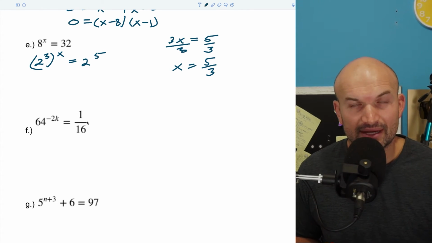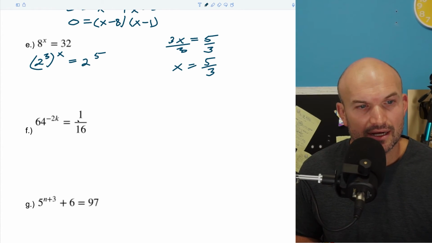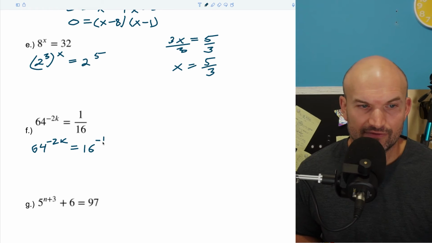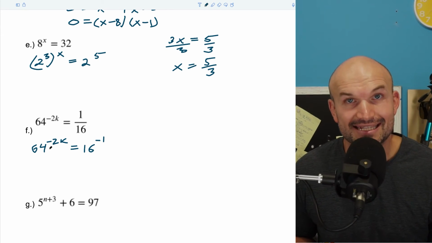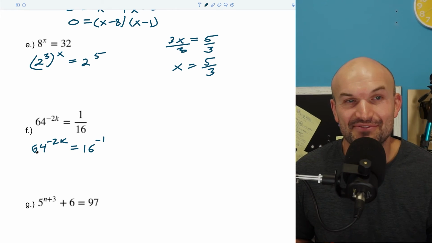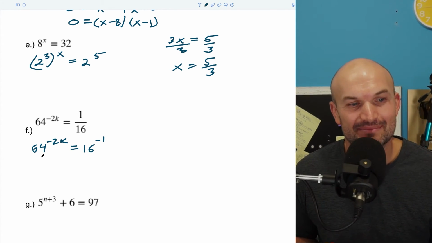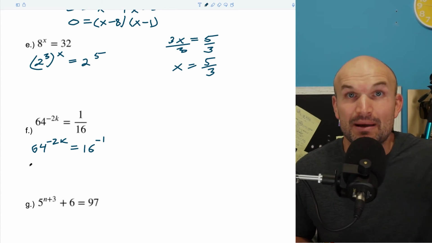In this example, same thing I'm going to want to do. I'm going to want to rewrite the 16 with a negative exponent, I'm sorry. So that's 64 to the negative 2k is equal to 16 to the negative 1st power. Now I want to see what numbers they will both be raised from. A lot of people will say 8, right? But yeah, 8 goes into 64 8 times, and 8 goes into 16 2 times, but that's not the same base, right? So we've got to use them as a base. We've got to use them with powers.